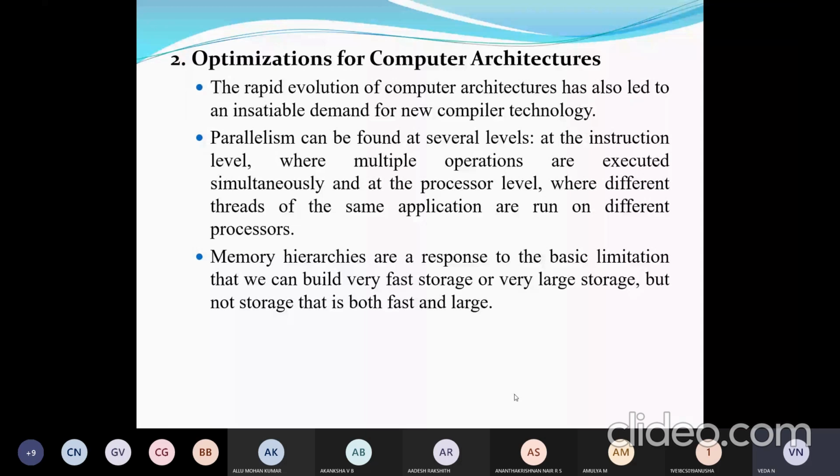Next thing, memory hierarchies. Memory hierarchy is also a response to a basic limitation: we can build very fast storage or very large storage. So if you need faster storage or large storage, you should think about how to use the memory in your systems.